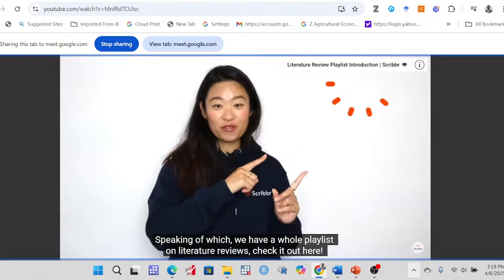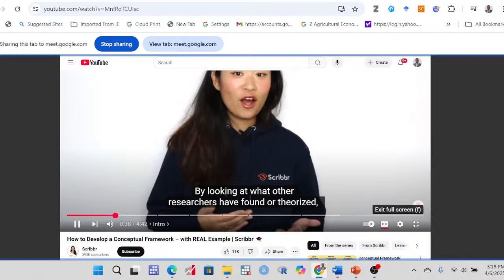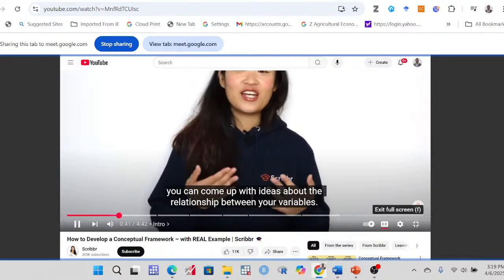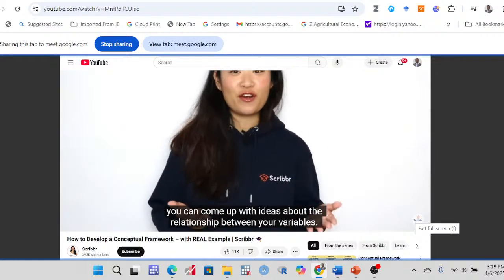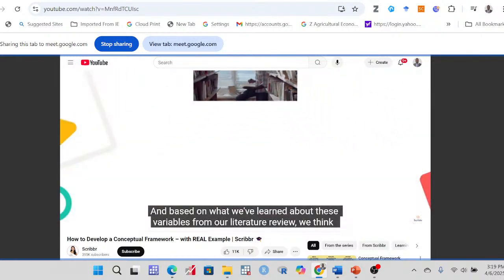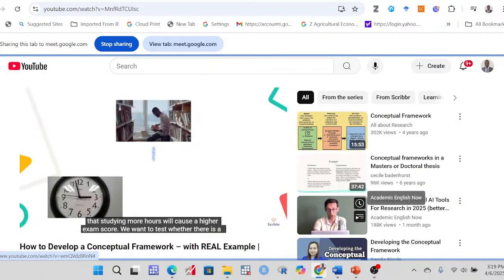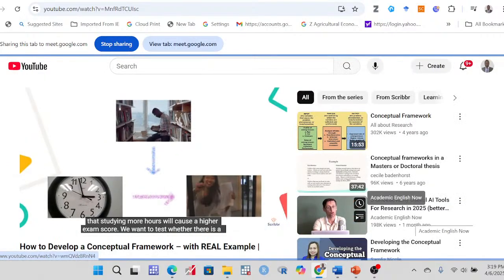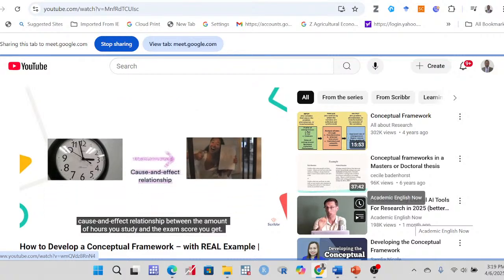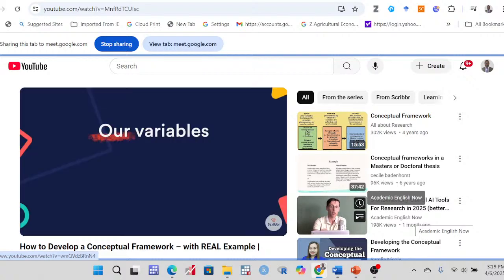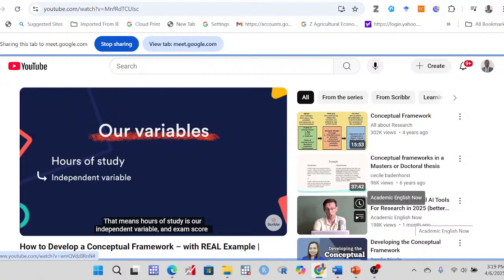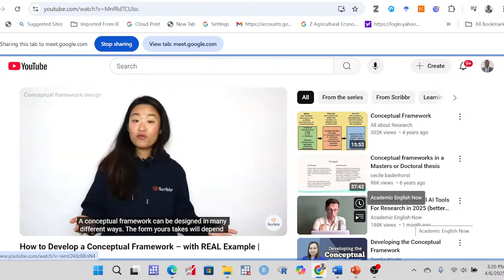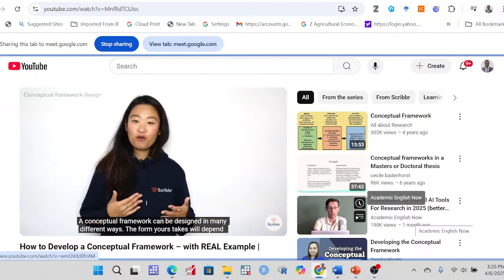You developed a conceptual framework based on your literature review. Speaking of which, we have a whole playlist on literature review. Check it out here. By looking at what other researchers have found or theorized, you can come up with ideas about the relationship between your variables. And based on what we've learned about these variables from our literature review, we think that studying more hours will cause a higher exam score. We want to test whether there is a cause and effect relationship between the amount of hours you study and the exam score you get. That means hours of study is our independent variable and exam score is our dependent variable, because we think that exam score depends on hours of study.